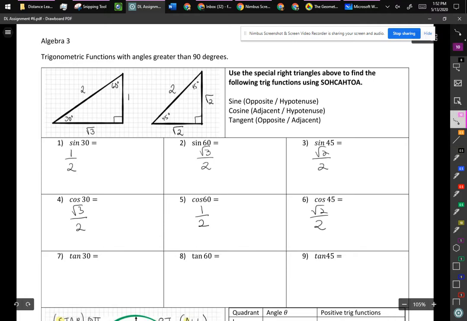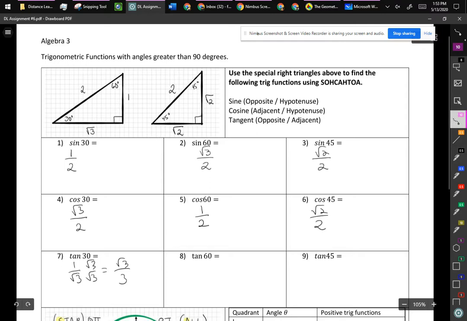Tangent is opposite over adjacent. So tangent of 30, opposite over adjacent. Right, here's 30. Opposite is 1 over root 3. You don't want the radical in the denominator, so in this case, we'd have to multiply numerator and denominator by root 3. That's root 3 over 3.